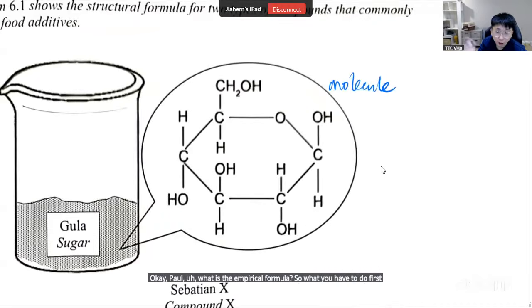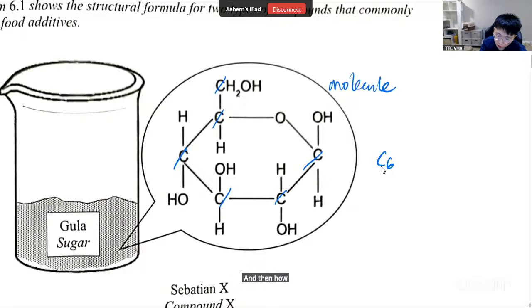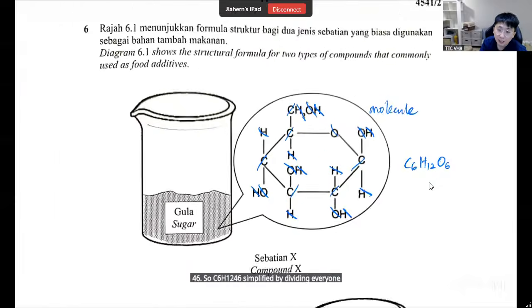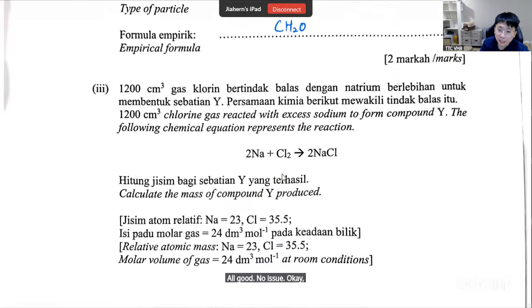So what you have to do first is you count all the C and H and all the O, then simplify. So how many C there? 1, 2, 3, 4, 5, 6. C6. And then how many H? 2, 3, 4, 5, 6, 7, 8, 9, 10, 11, 12. So H12. And then O is 1, 2, 3, 4, 5, 6. O6. So C6H12O6. Simplify by dividing everyone by 6. So everyone divided by 6 will be CH2O. That is molecule. All good? No issue? Okay, next one is again calculation.